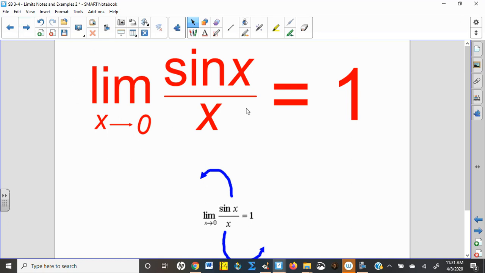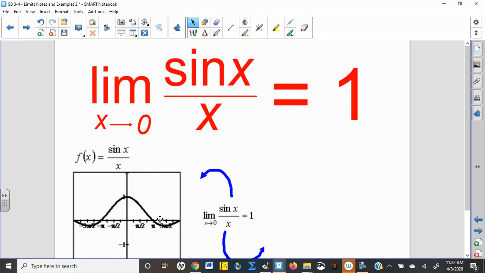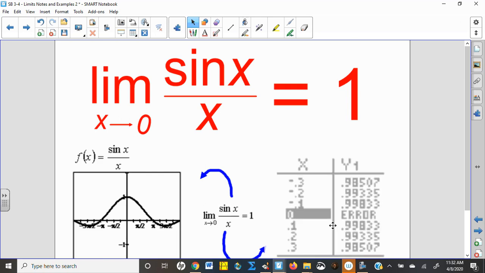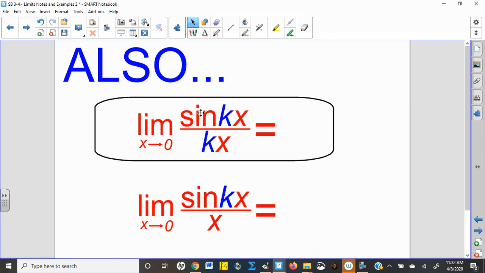And in fact, it's expandable. We don't really have a way of evaluating this right now other than using pictures and using tables, but we're going to use this identity, and it's expandable to the fact where if you have a constant inside the sine function, like a 3, and then you have the same constant underneath in the denominator with the x, but it has to be the same. So it could be like a 3x down here. It still is going to be equal to 1. You can test that on your calculator.